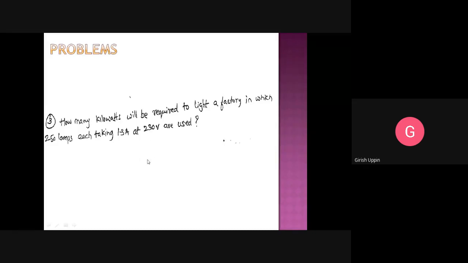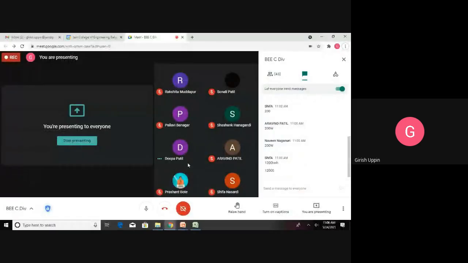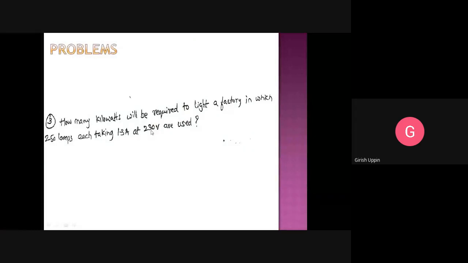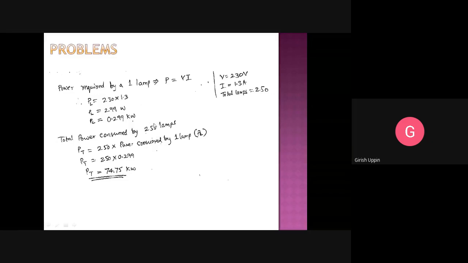For one lamp, voltage is given, 230. So what would be the power? Power is P is equal to V into I. And there are 250 such lamps. So 299 watts. Power required by one lamp is 230 into 1.3. So power required by 250 lamps is 250 into 1.3 into 230. Let me see whether that answer is correct. Okay, 299.